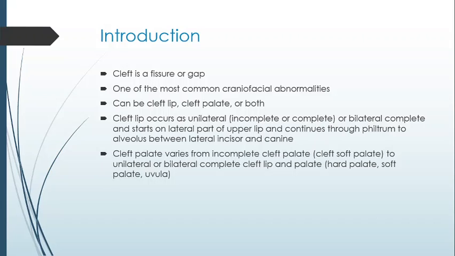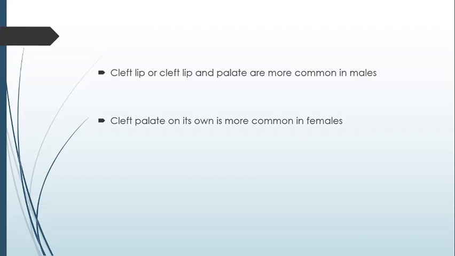Cleft lip occurs as unilateral, incomplete or complete, or bilateral, incomplete or complete. Cleft palate varies from incomplete cleft palate involving just the soft palate to unilateral or bilateral complete cleft lip and palate. Cleft lip or cleft lip and palate are more common in males, while cleft palate alone is more common in females.